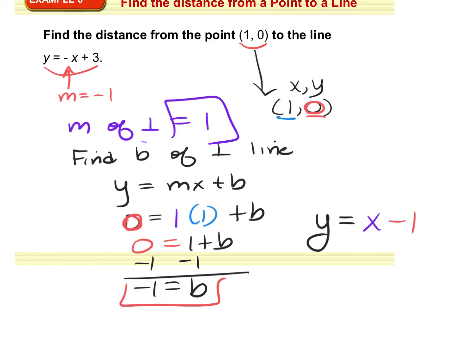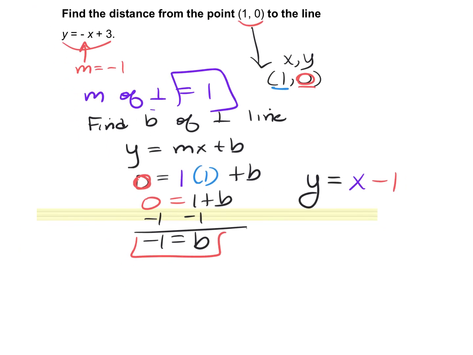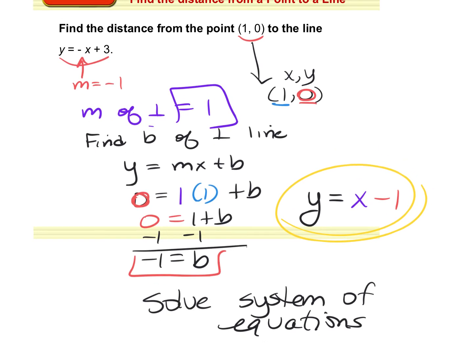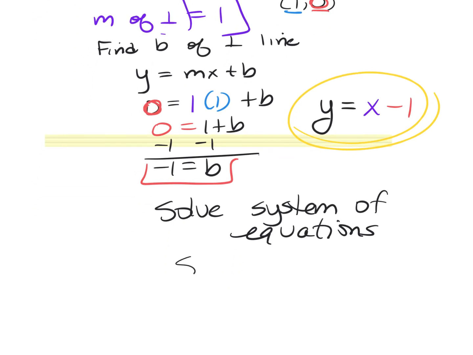Now, what I need to do is, again, more algebra. I need to solve a system of equations. Now, if you have a nice, neat graph, you can graph these two equations and find the point of intersection. That's what I'm looking for. If not, you can use the method of substitution or elimination. I'm going to use substitution.